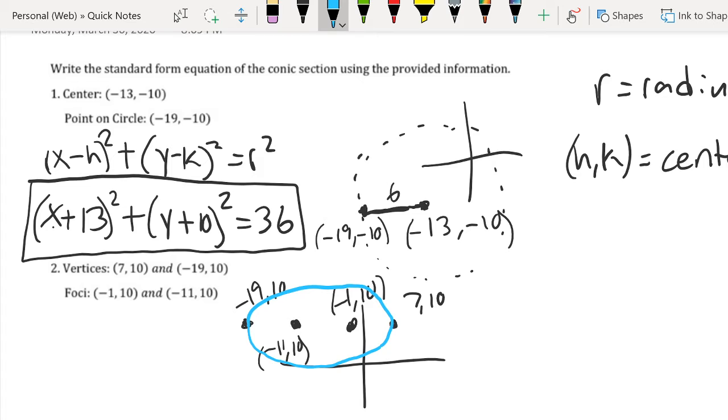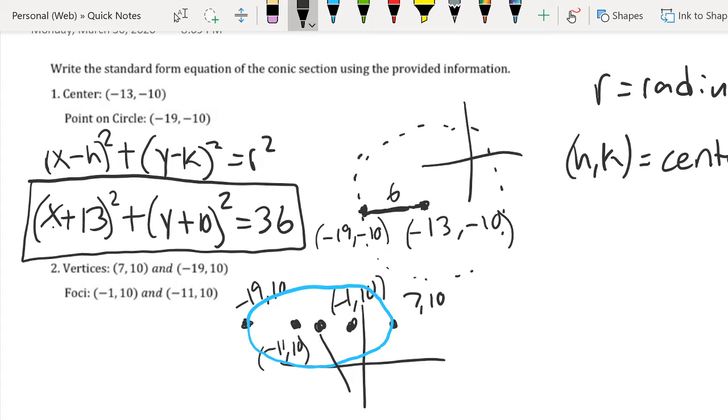Okay, so it looks like the foci are on the inside. If the foci are on the inside, that's how I knew it should look like an ellipse. If the foci were on the outside of the vertices, if they were out here somewhere, then I would know that it would be a hyperbola. But as it stands, it's not. They're on the inside, so that's how you know it's an ellipse or an oval, whatever you want to call it, little Baymax.